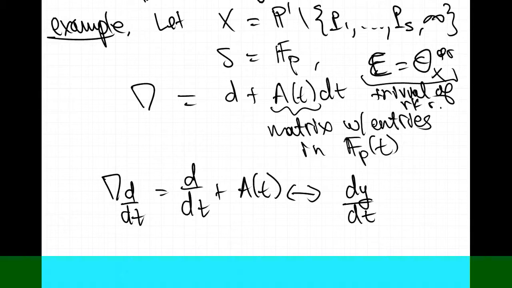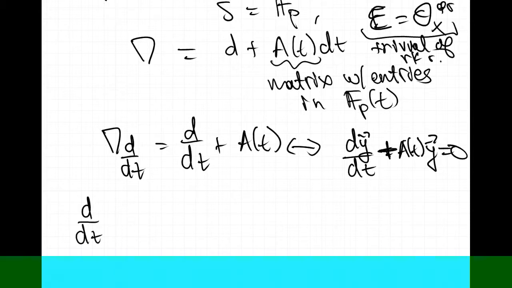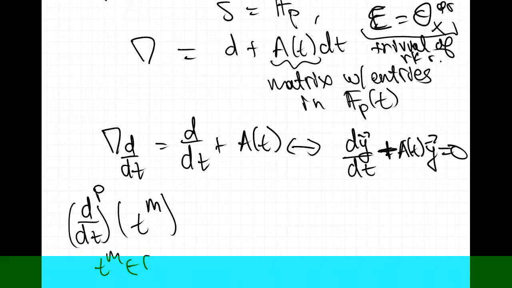Okay, so then we can have this vector equation here, plus, let's say, a of t y is equal to 0. So again, the connections correspond to differential equations, and this is what we have in this case. Note that in this particular case, d dt to the pth power of some guy, let's say t to the m, where t to the m could be an element of O of x, is contained in these things here. So this is f p of t localized.